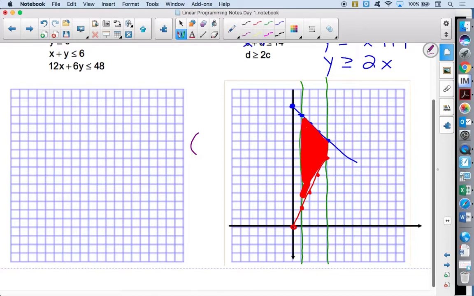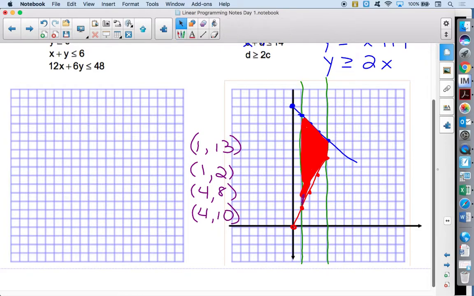So can somebody give me the 4 ordered pairs where the boundaries or the points are, Brandon? 1 and 13. So 1 and 13, okay? 1 and 2, all the way down here to 2. 4, 8, and 4, 10. So if I wanted to continue this problem, and we were given an objective function or a goal, we would then use these points to figure out a maximum or minimum value. Questions?